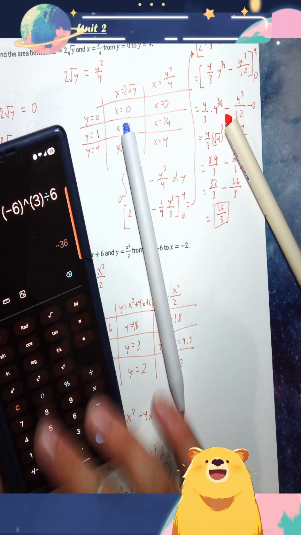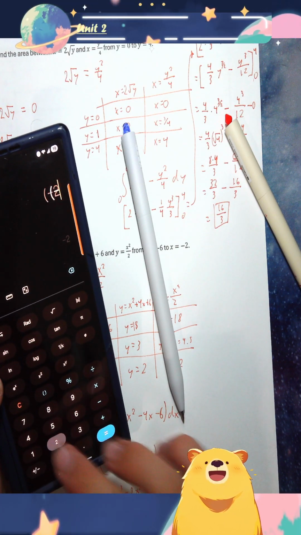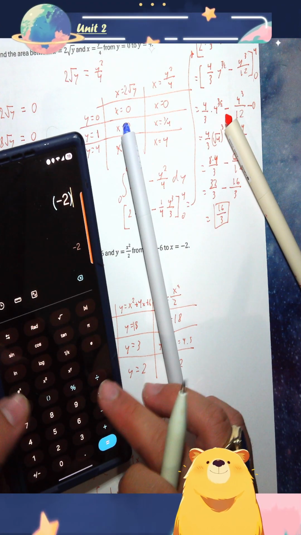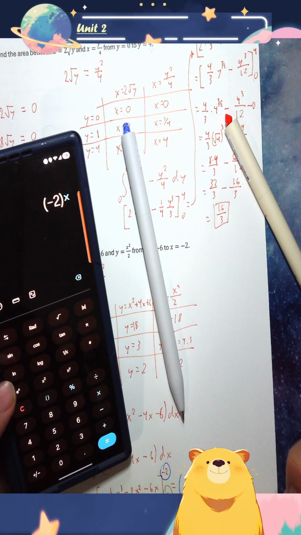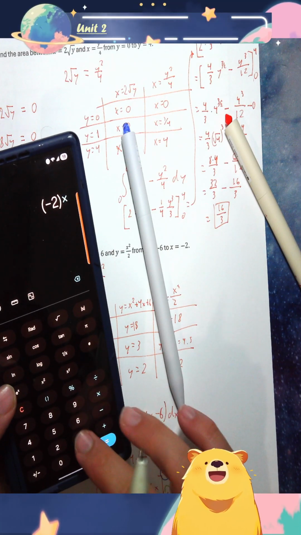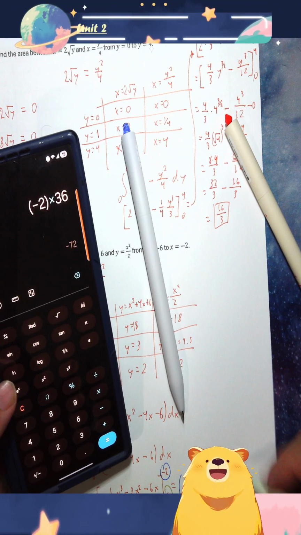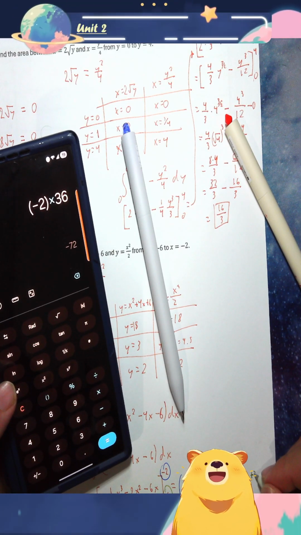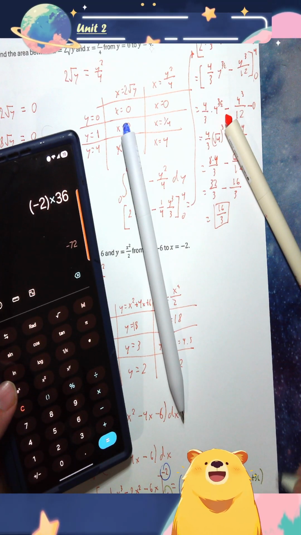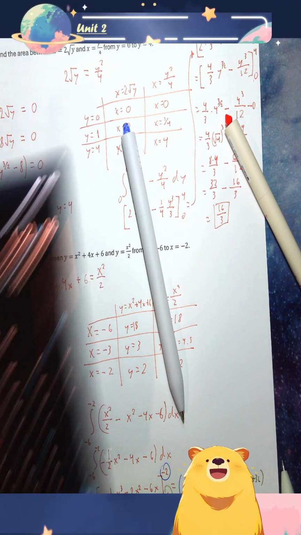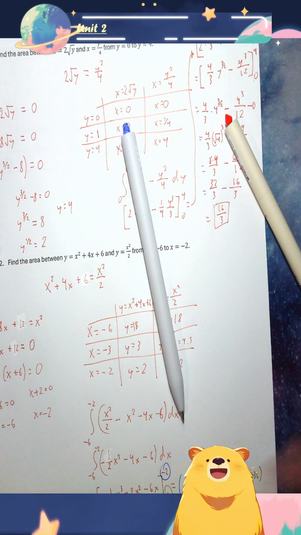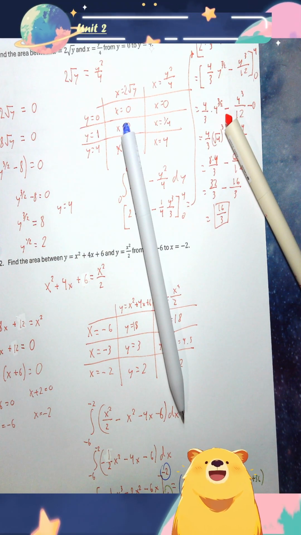And then we have -2 times -6 squared, which is 36, so -72. And -6 times -6 is plus 36. Does this equal 0? That equals 0. That's so funny. Okay. Not that funny. It's not that funny. But you know what? Okay.